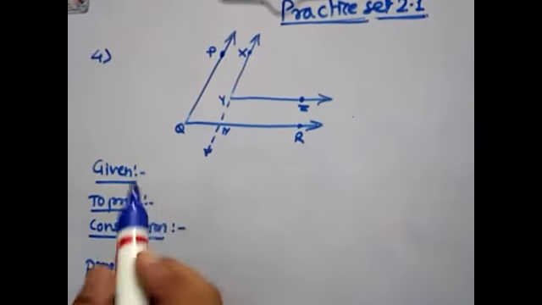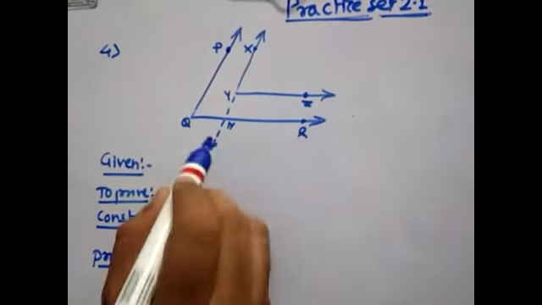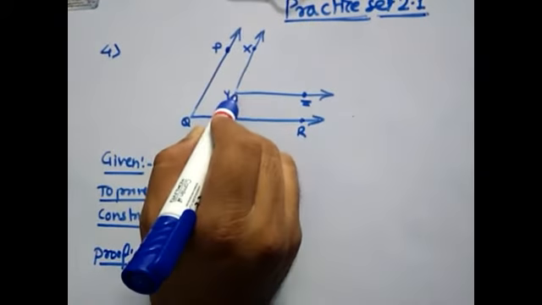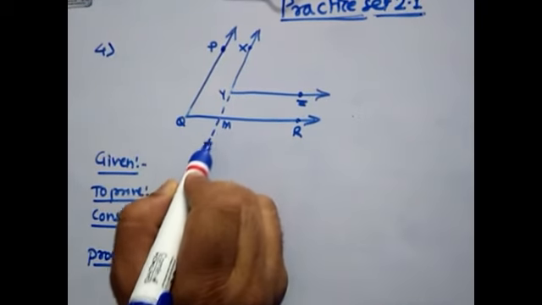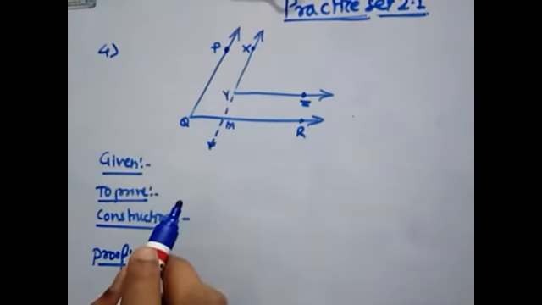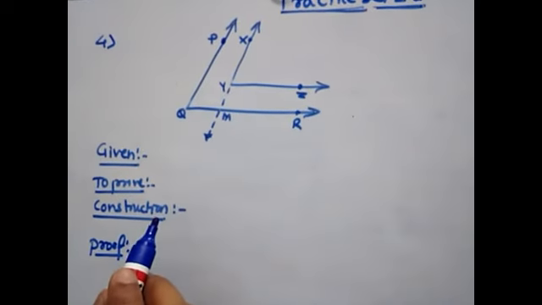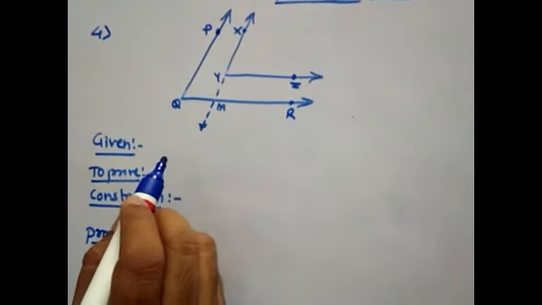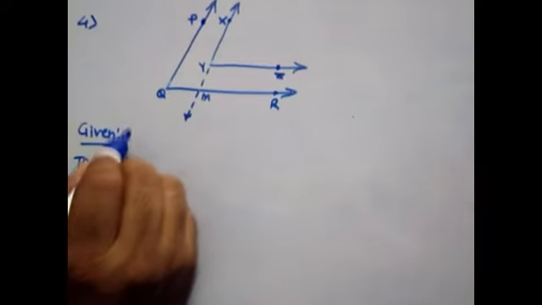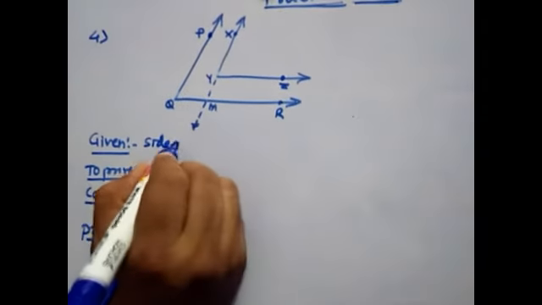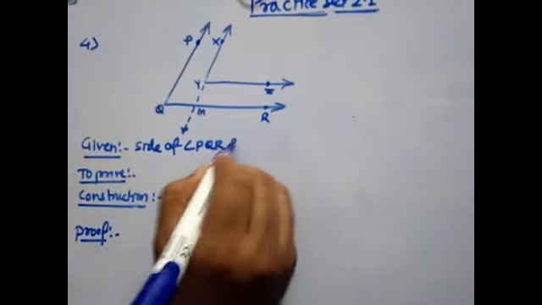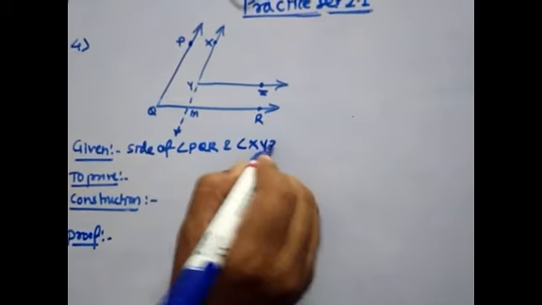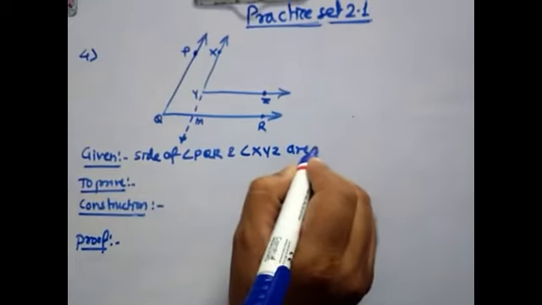See here, a little construction will be done: XY will be extended up to M, intersecting at point M. That will be extended. So what will be given here? First we write down that in the given, the sides of angle PQR and angle XYZ are parallel.